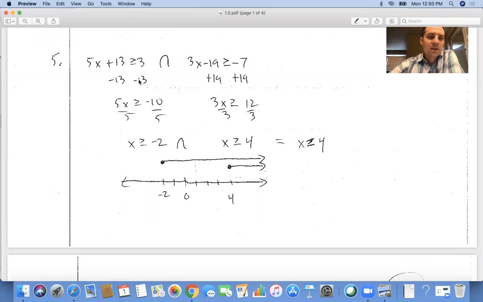So subtract 13 on both sides. You get 5x is greater than or equal to negative 10. Divide by 5. So one answer is x is greater than or equal to negative 2. The next one, add 19 to both sides. 3x is greater than or equal to 12. Divide by 3. So x is also greater than or equal to 4. Because this is and, I've got to find what's in common with both. And we see it's here. So x is greater than or equal to 4.